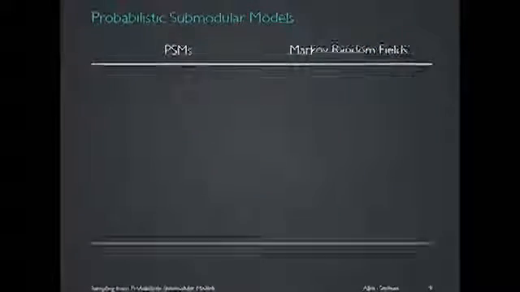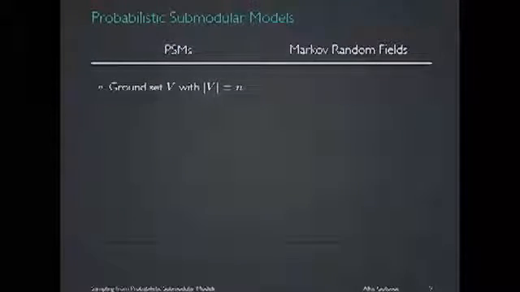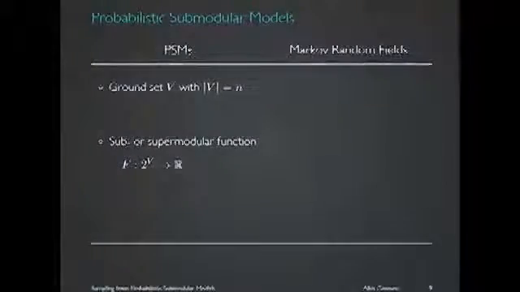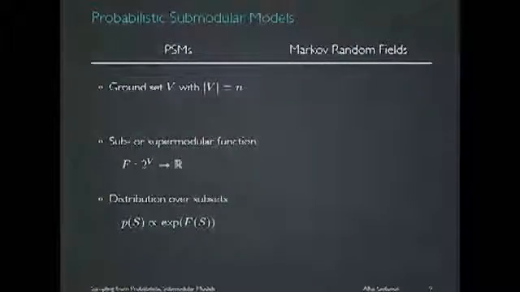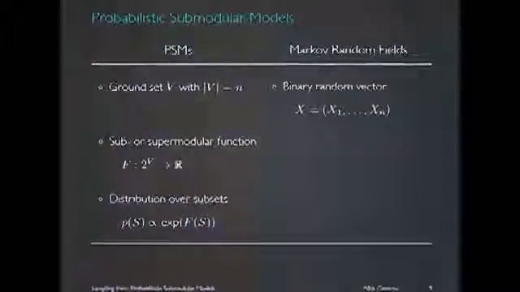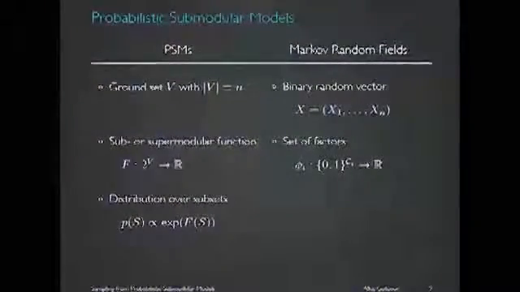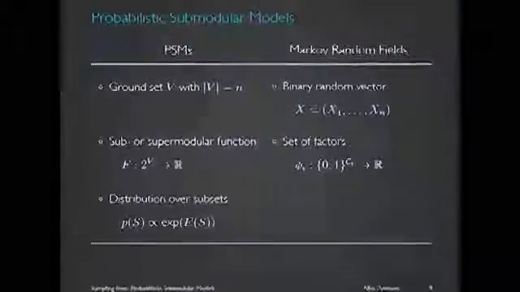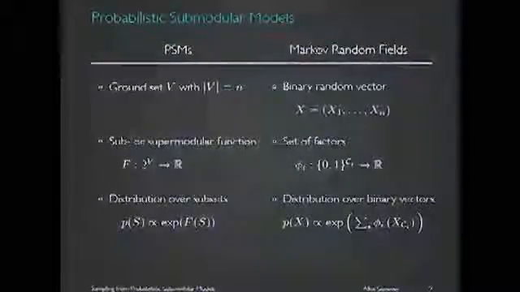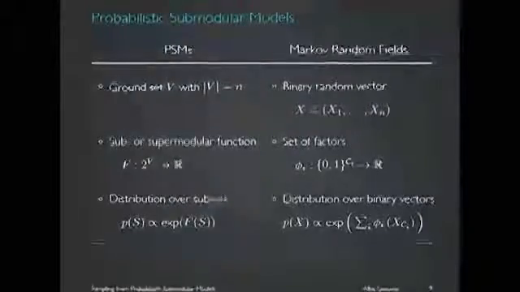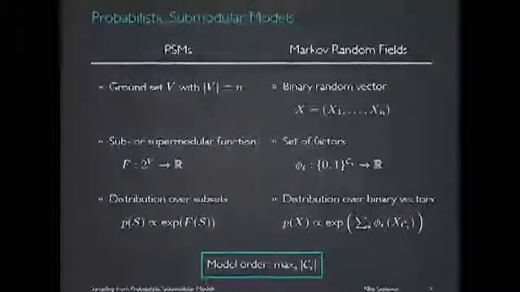So let me make a quick connection to Markov random fields, because you're probably all much more familiar with those. As I said, PSMs are defined by a ground set V of size n, a submodular or supermodular function f, and then we get a distribution over subsets. You can see the same thing equivalently as an MRF by defining a binary random vector x of length n, and then you have a set of factors phi_i, each of them with scope C_i. So C_i here is the ith clique in the MRF. And then what you get is a distribution over binary vectors, where the probability of a vector x is proportional to e to the sum of all these factors. So when I talk about model order here, what I'm referring to is the maximum clique size of the corresponding MRF.